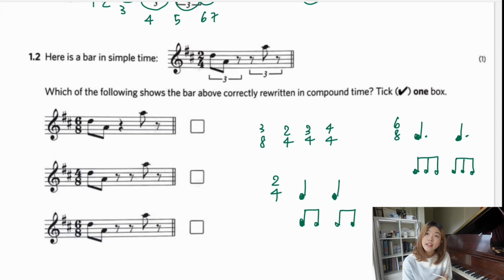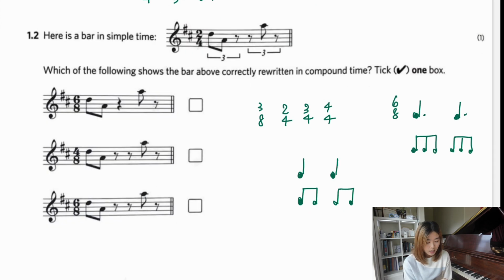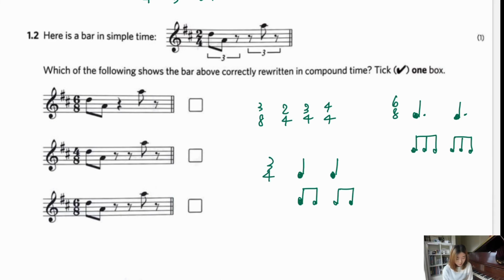We will count 1 and 2 and in compound time, but for simple time, we will count in 2. Let me give you an example. If we have 3/4, we have 3 quarter notes, and compare this to 6/8. We both have 6 eighth notes, right? But the grouping is totally different.